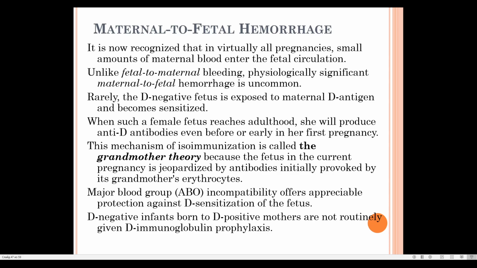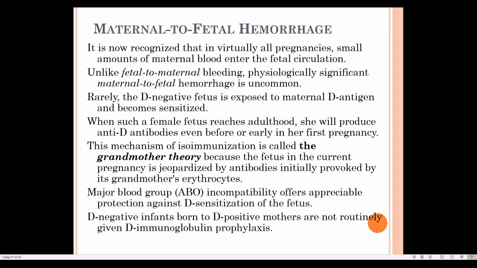When such a female fetus reaches adulthood, she will produce anti-D antibodies even before or early in her first pregnancy, because she was sensitized by the blood of her mother intrauterine. This mechanism of isoimmunization is called the grandmother theory, because the fetus in the current pregnancy is jeopardized by antibodies initially provoked by its grandmother's erythrocytes.